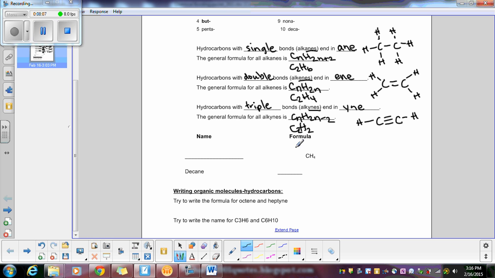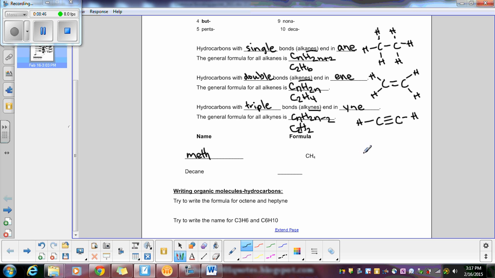So if we do some practice, here's the formula that I'm looking at. I have CH4. Remember, I'm going to use the prefix that tells me how many carbons I have. I have only 1 carbon, so my prefix is going to be meth. To find my suffix, I have to figure out if this matches up with my single bond, my double bond, or my triple bond. So I can look at the formula. I can say that C is 1, 1 times 2 is 2, plus 2 gives me 4. So that shows me that it fits in with the alkane formula.